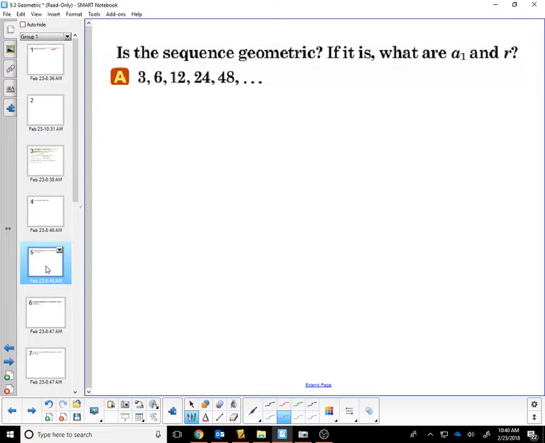Here we have a pattern. It goes 3, 6, 12, 24, 48. From 3 to 6, it's 3. From 6 to 12 is 6. I can already see that it's not the same, so it's not going to be arithmetic. So I'm going to try ratios.